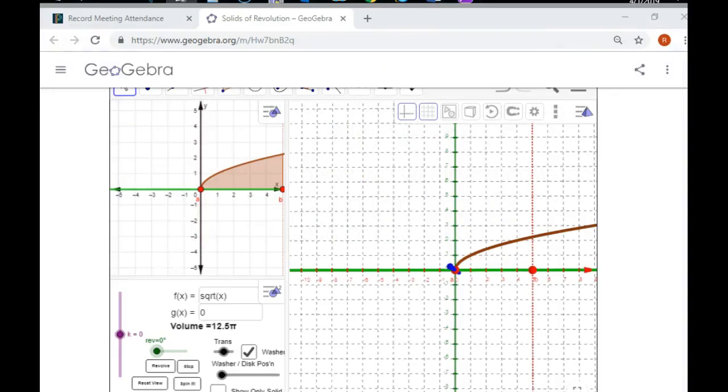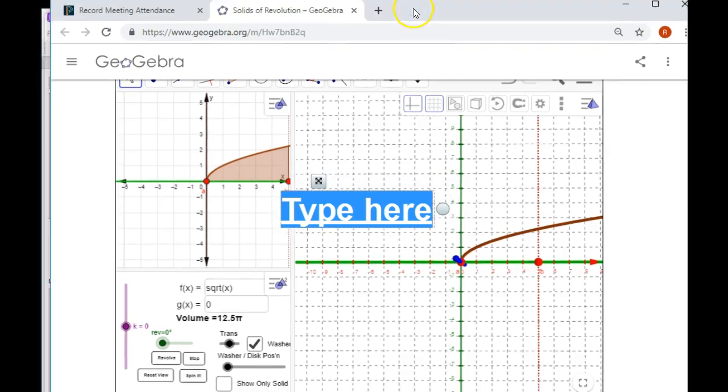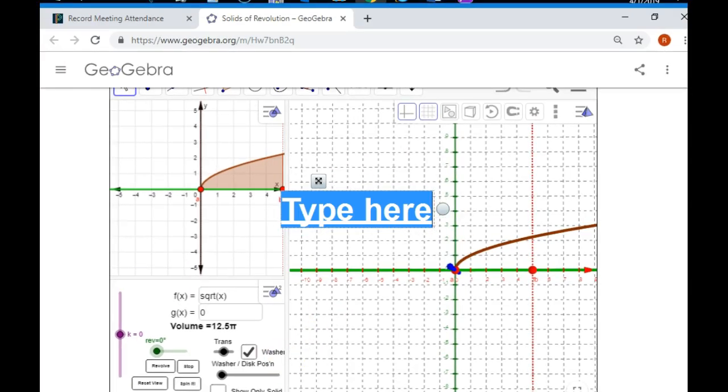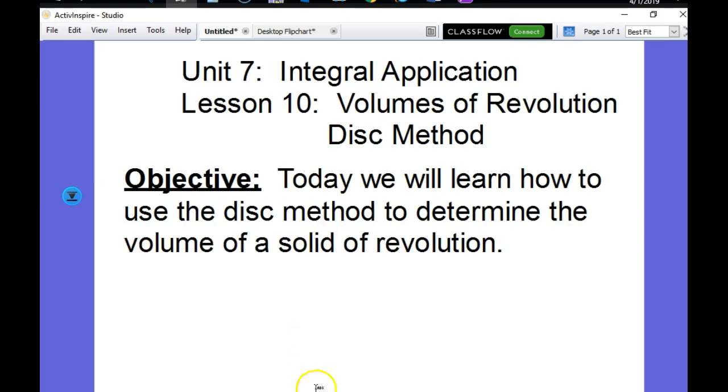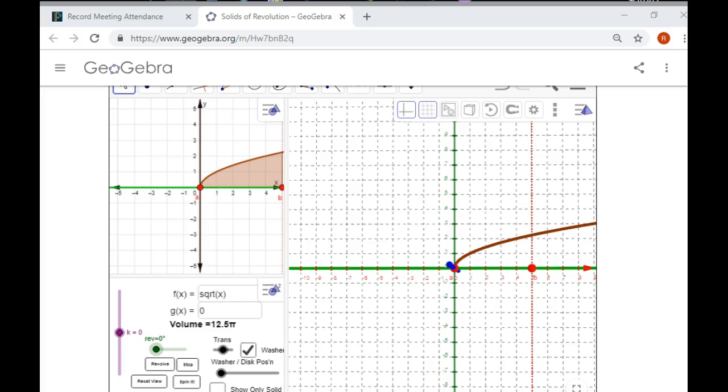So right here on the left, I have a square root function. This is the square root of... I don't want that there. Let me get rid of that. So we're looking at a square root function, right?